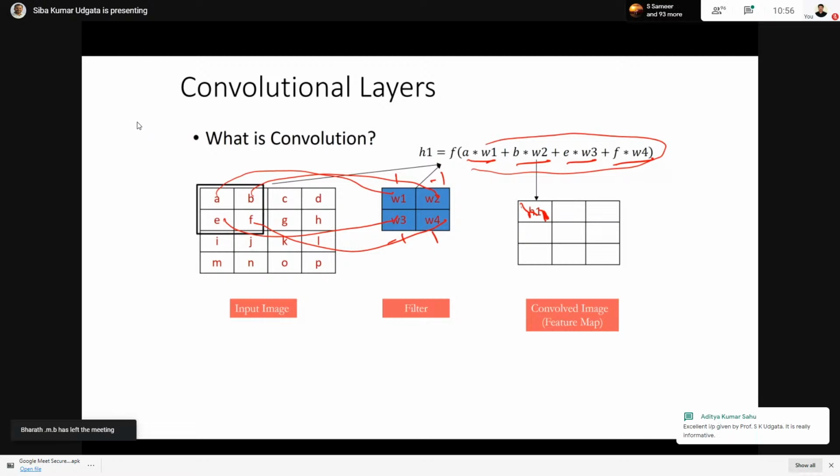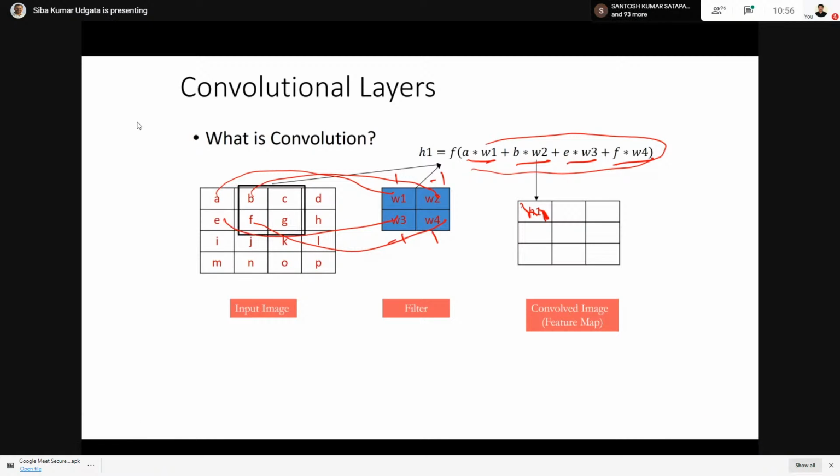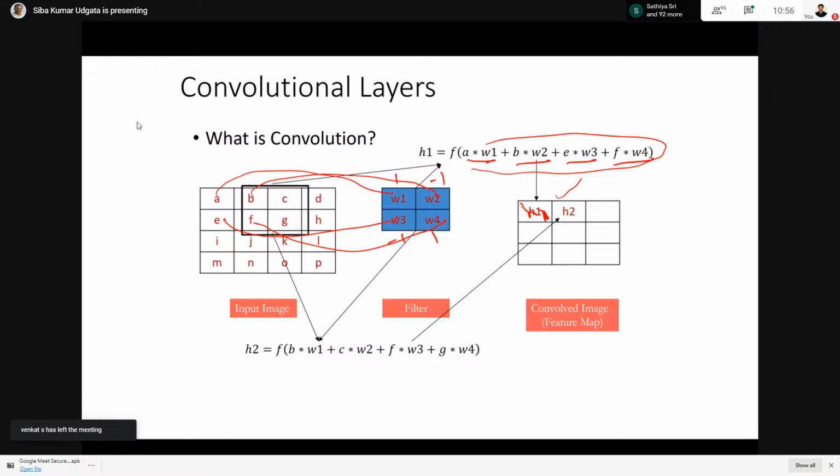Now what happens after you do this? H1 is calculated, right? Now next, I move this window. From A, B, E, F, now it becomes B, C, F, G. Now this B, C, F, G is multiplied with the same W1, W2, W3, W4, and what you get is H2. Similarly, you calculate H3, H4. So this is how the input image is converted to a convolved image, the convolved image, that is a feature map.